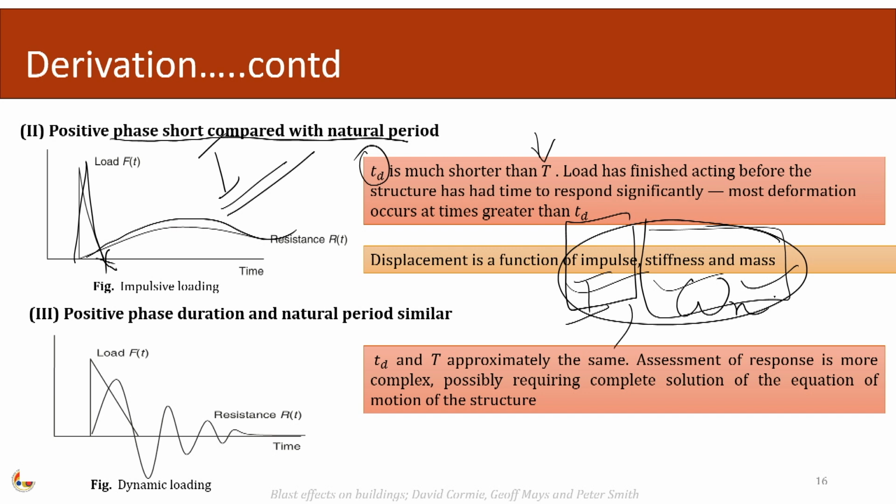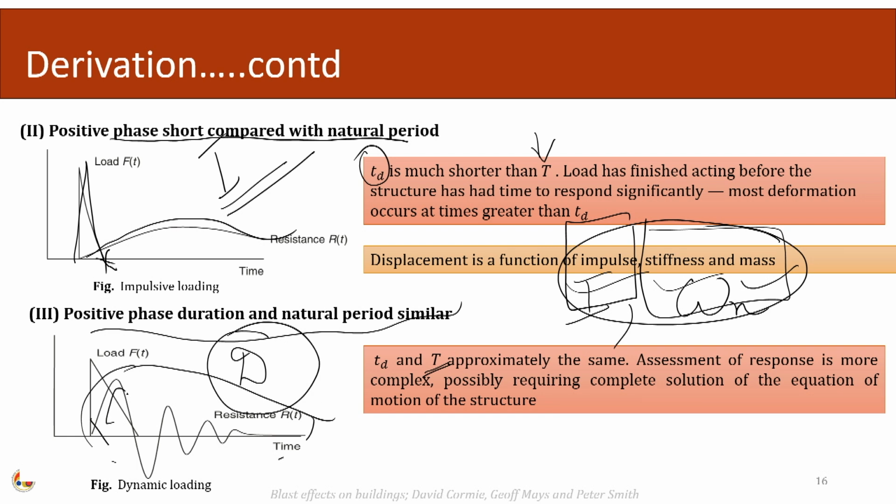Third case, where the positive phase duration and the natural period are similar. So, this was the dynamic phase, the intermediate phase in the PI diagram. Here the time of application of the loading and the time period are approximately the same, or comparable. So, the assessment of the response is more complex, possibly requiring complete solution of the equation of motion of the structure. Both things are happening simultaneously and the response is dynamic in nature.